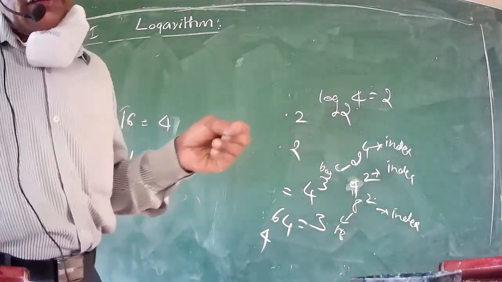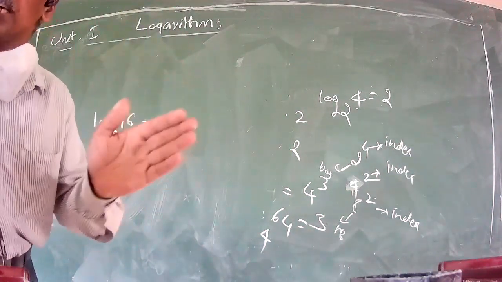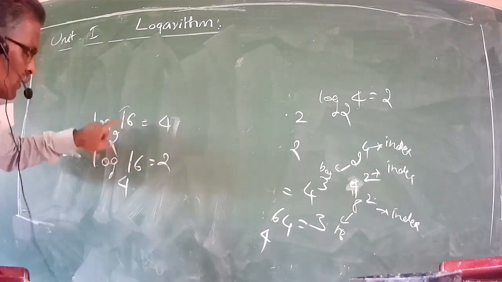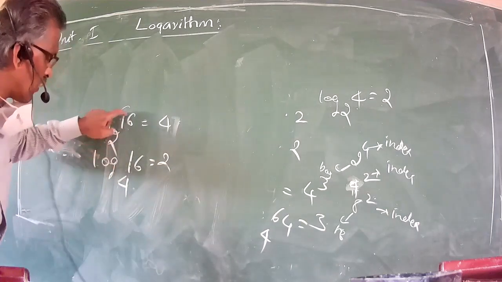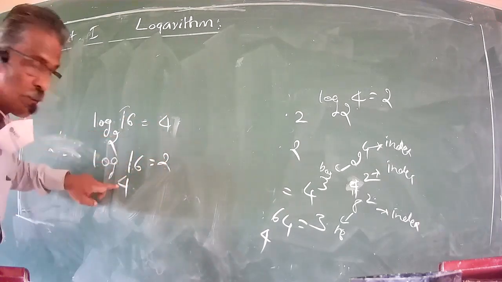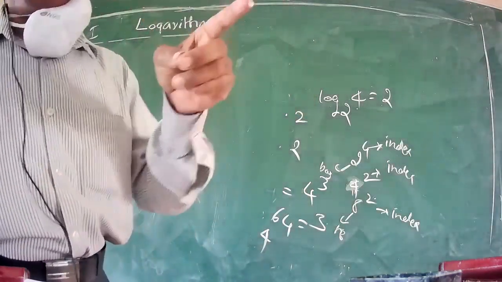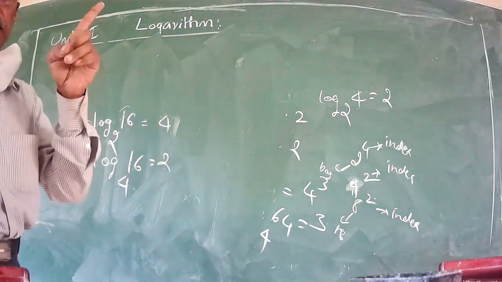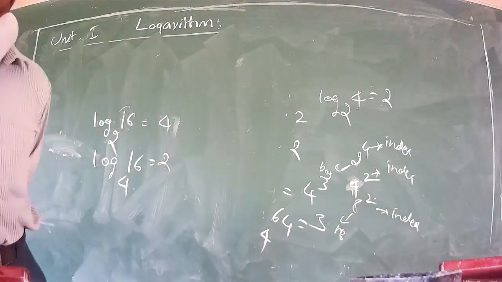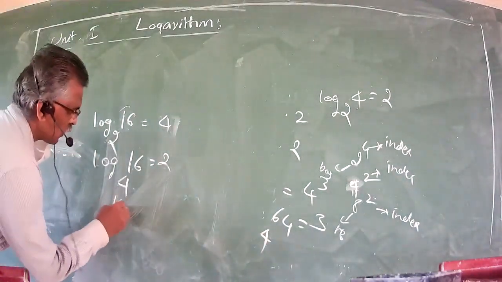So you observe that the logarithm of the same number changes when the base changes. The logarithm of the same number 16, here also 16, here also 16, changes from 4 to 2 if the base changes. So the base is very important. For the same answer, we must have the same base for the same number. Generally, for your syllabus we use the base 10.